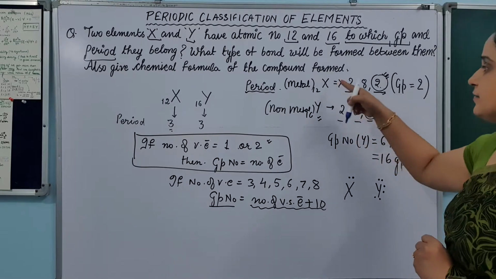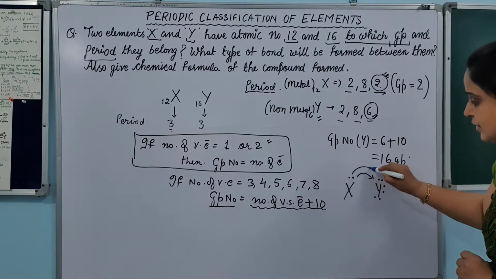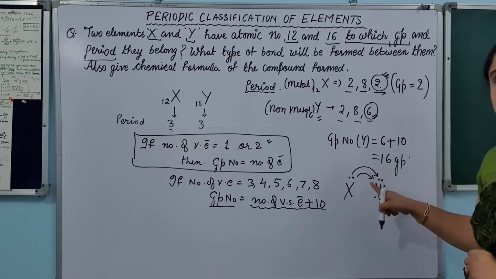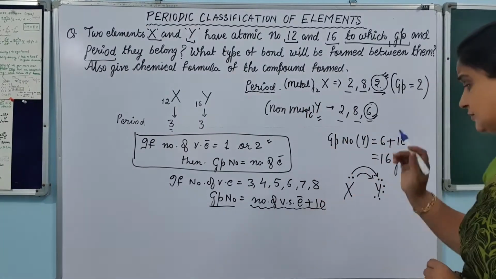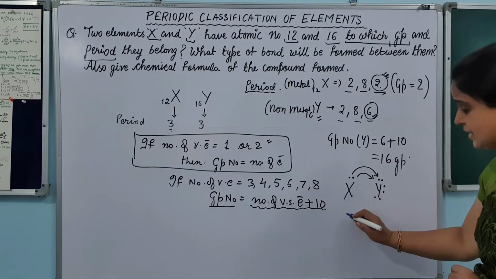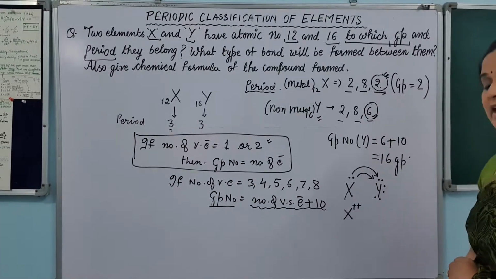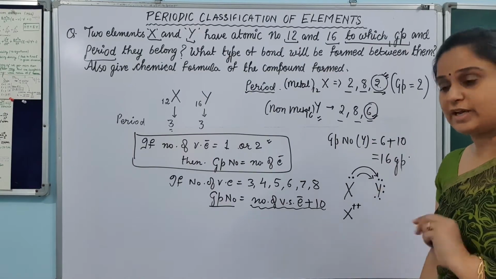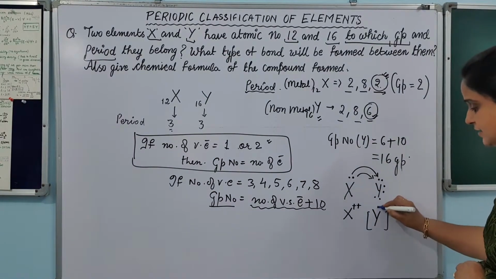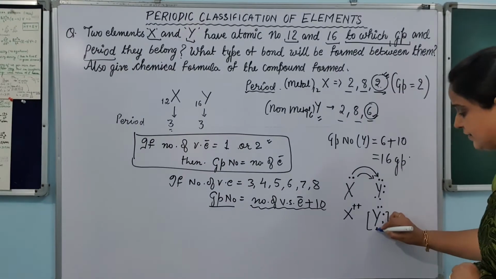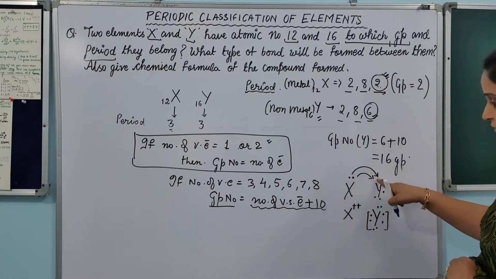This X will give its 2 electrons to Y. So I am showing the movement of 2 electrons. This curved arrow is indicating the movement, the complete transfer of the electrons. So this is transfer of electrons. Now what will be formed? X will convert into X2+, because it has lost its 2 electrons, and Y, which has gained 2 electrons, that is 1, 2, 3, 4, 5 and 6, and 7 and 8, it has gained from X.